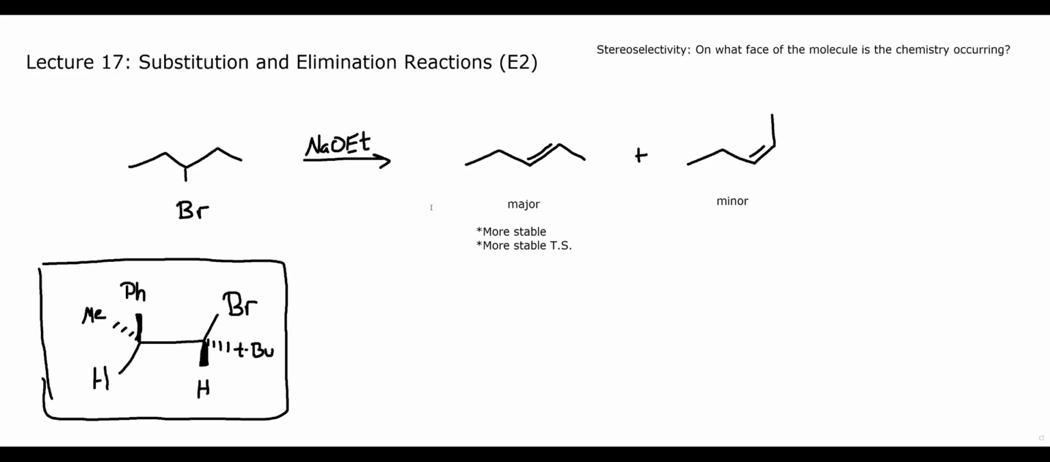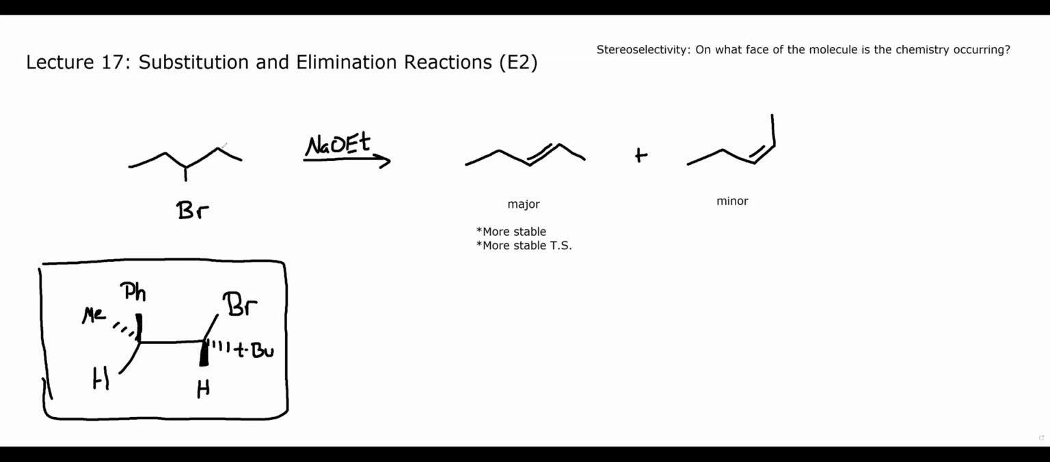So now our final consideration for the E2 reaction is going to be thinking about whether we end up with a cis or a trans double bond where applicable, okay? Sometimes it won't be a question, sometimes it will be. So this is going to be the stereoselectivity question. What we're asking when we consider stereoselectivity is on what face of the molecule is the chemistry occurring. Regiochemistry, right? That's asking where is the chemistry occurring. Stereochemistry is asking on what face of the molecule is the chemistry occurring.